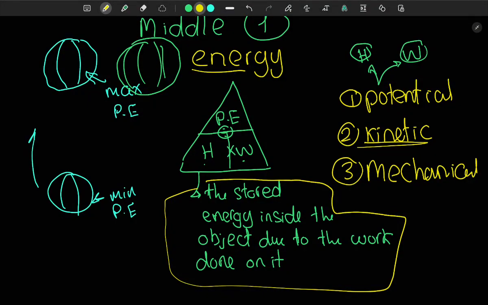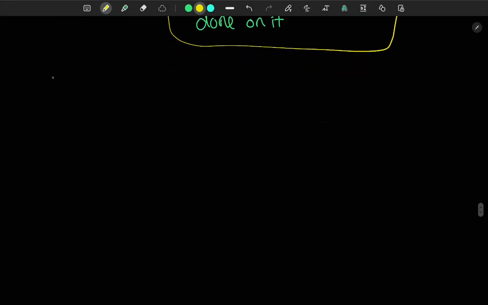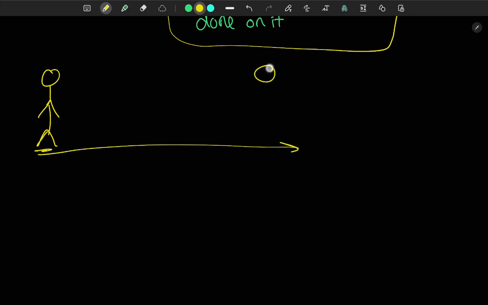What about kinetic energy? Okay, number two is kinetic energy. Kinetic energy means the energy of motion. So when this body moves from this place to another place, it moves a distance, and it has a mass. Of course it has a mass, and it also has a velocity.